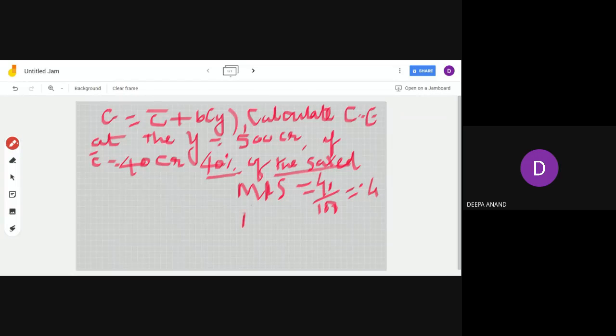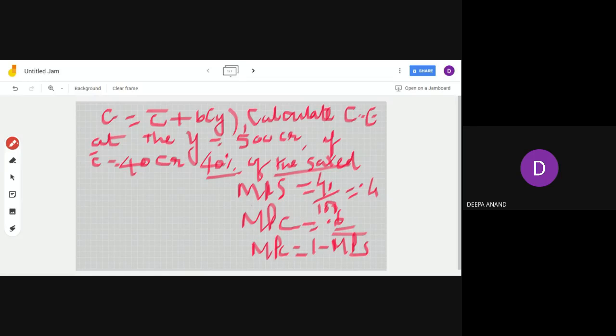So what will be MPC? You have to use MPC for consumption function. B means MPC, not MPS. So here we have to find out MPC from MPS. Here additional saving is given. 40% of the additional income is saved means MPS is given, which is 0.4. What is MPC then? 0.6 is the MPC, because MPC is equal to 1 minus MPS.